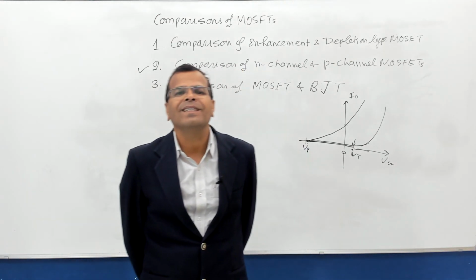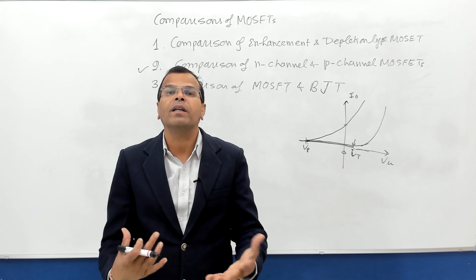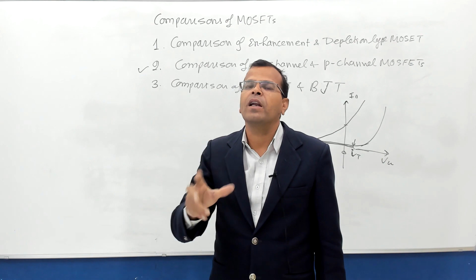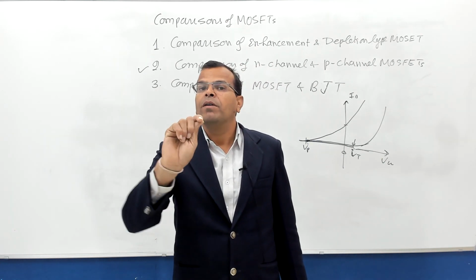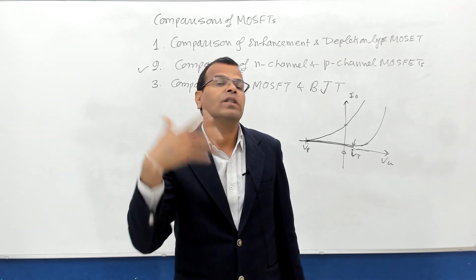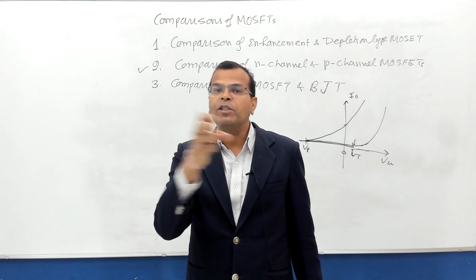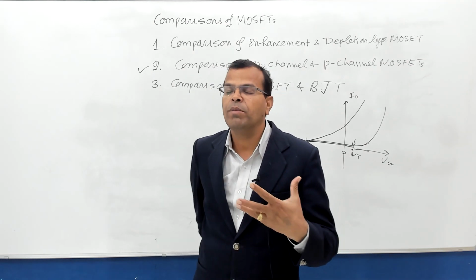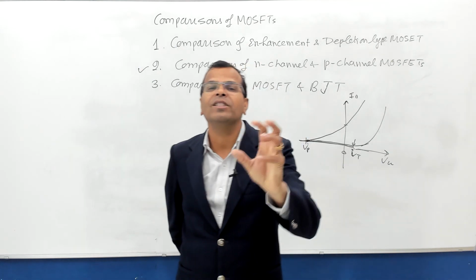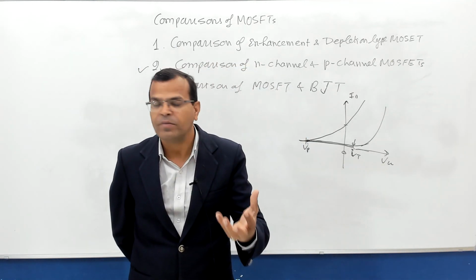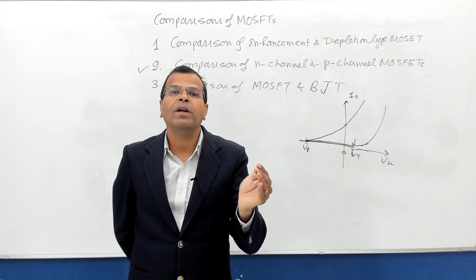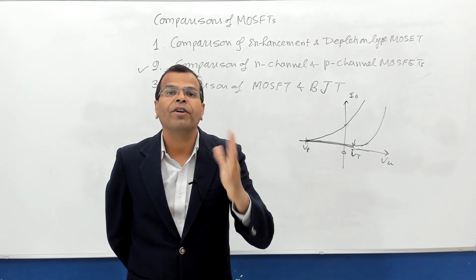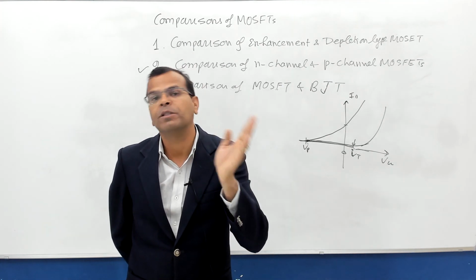Very first difference is electrons have higher mobility than holes. So the basic difference between N channel and P channel is the difference between the electrical behavior of electrons and holes. Holes have less mobility, electrons have more mobility. Advantages: because of higher mobility of electrons, you will find N channel MOSFET is preferred. Reason: because of higher mobility, electrons will respond fast. So frequency response of N channel MOSFET is better than P channel.